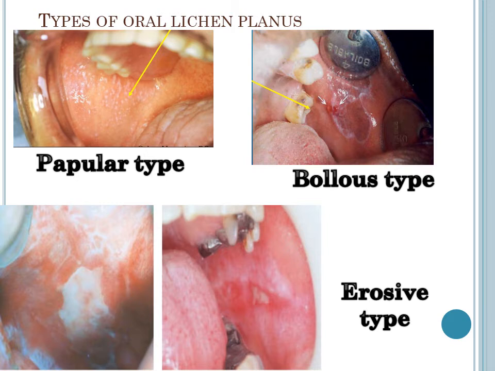It's less common than other types and may occur in multiple areas or in one area, such as the gingiva, and the striae may be seen near these lesions. The erosive lichen planus is the most dangerous because it might transform into malignancy.